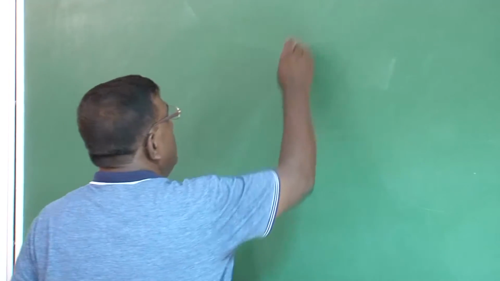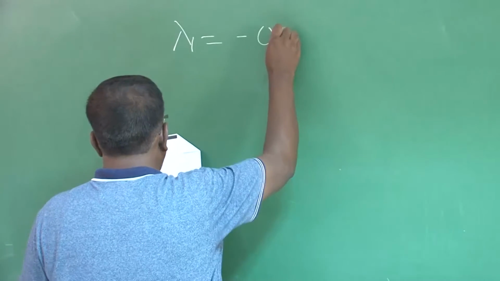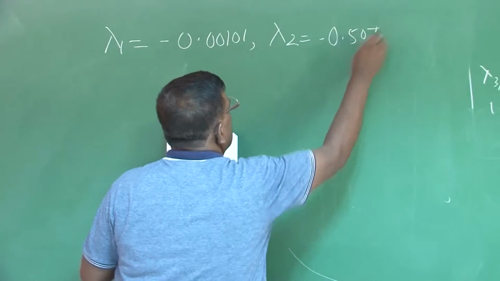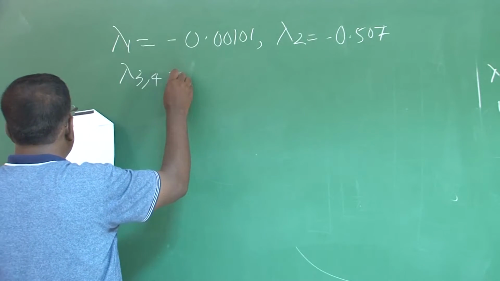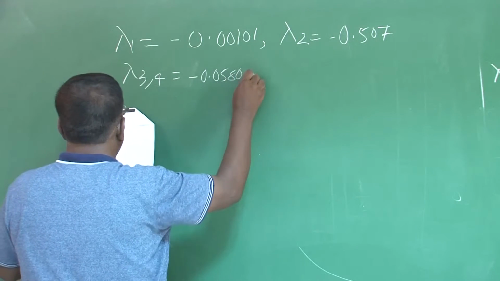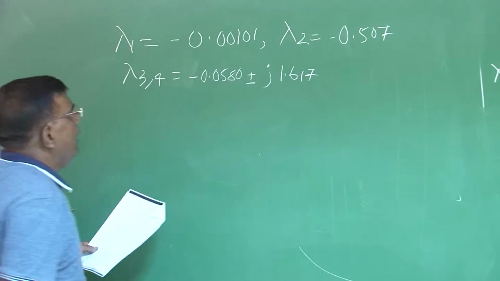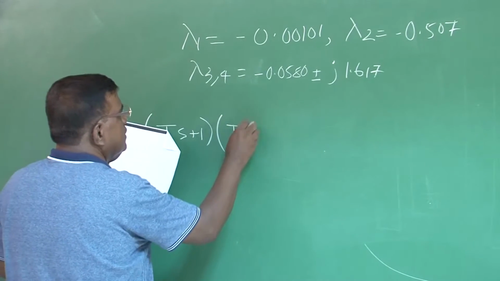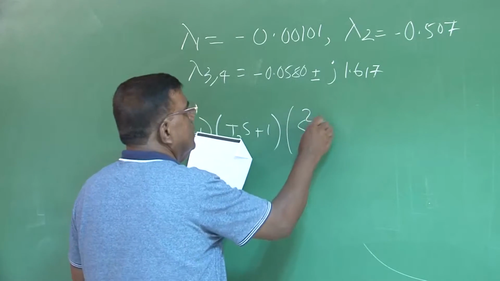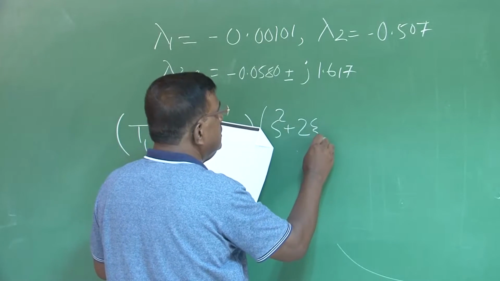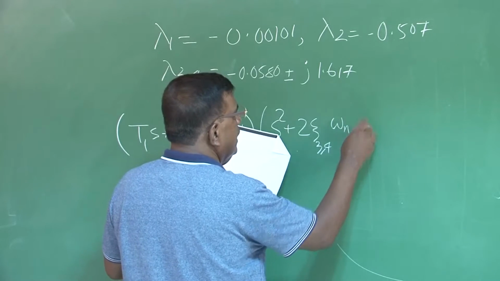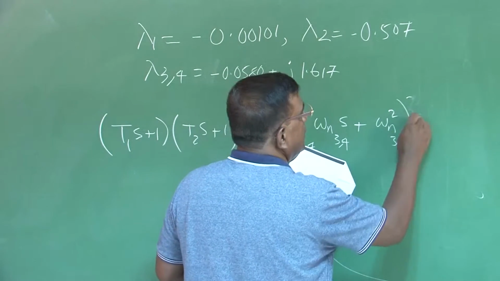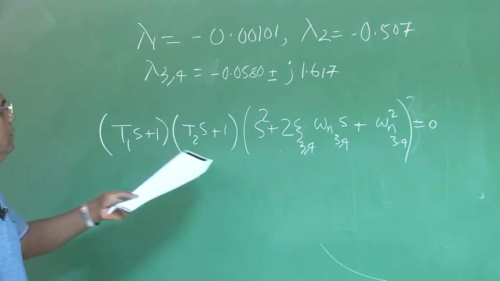If I write lambda 1 is equal to minus 0.00101, and lambda 2 is equal to minus 0.507, and lambda 3, 4 as minus 0.0580 plus minus j 1.617, then I know these two are first order, this is second order, so I can write the equation in the form (T1 s plus 1)(T2 s plus 1)(s squared plus 2 zeta 3 4 omega n 3 4 s plus omega n 3 4 squared) equal to 0. This is the characteristic equation, this is second order, and these are the two first order.